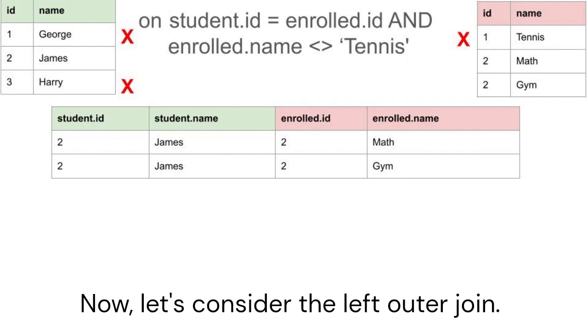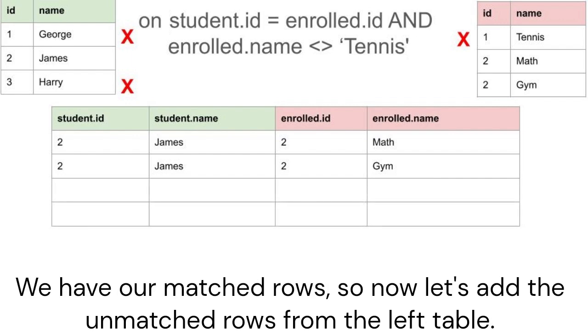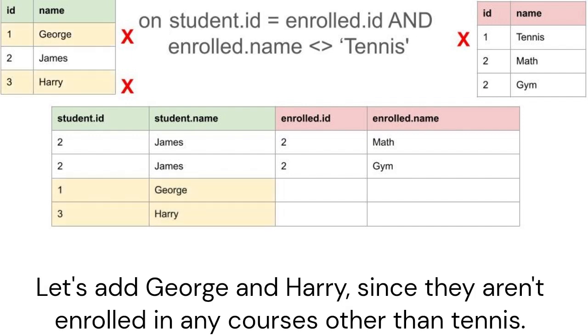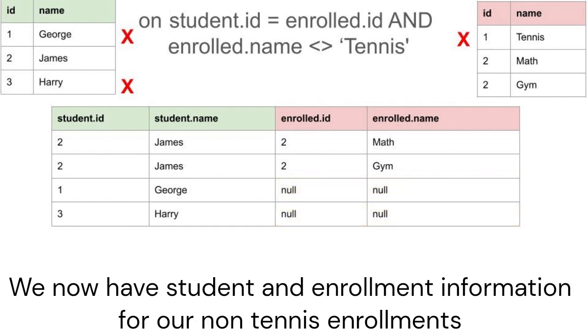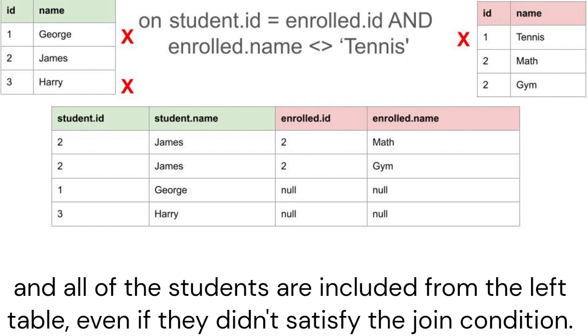Now, let's consider the left outer join. We have our matched rows, so now let's add the unmatched rows from the left table. Let's add George and Harry, since they aren't enrolled in any courses other than tennis. Then we can add in null values, since they don't have any matches from the right table. We now have student and enrollment information for our non-tennis enrollments, and all of the students are included from the left table, even if they didn't satisfy the join condition.